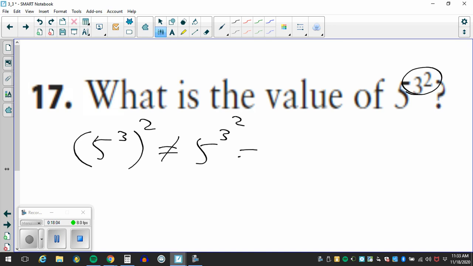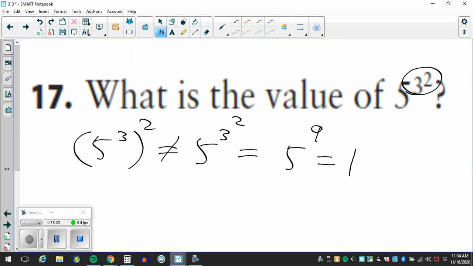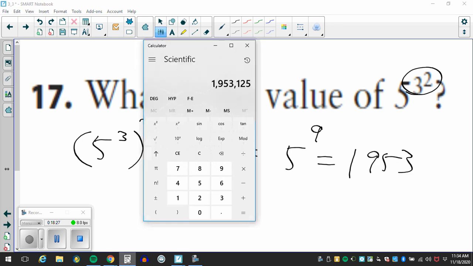So this is really equal to 5 to the exponent of 9, right? Because 3 squared is 9, so really this question is, what is the value of 5 to the exponent of 9? So if I take my 5, use that beautiful x^y button, and define the exponent as 9, it will tell me, in standard form, 1,953,125.